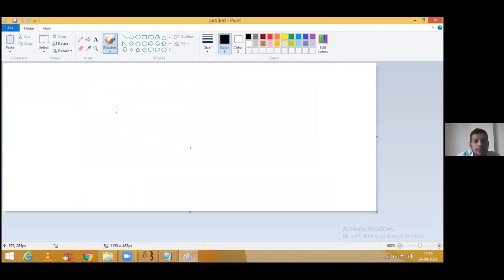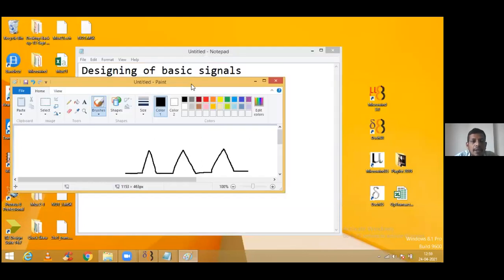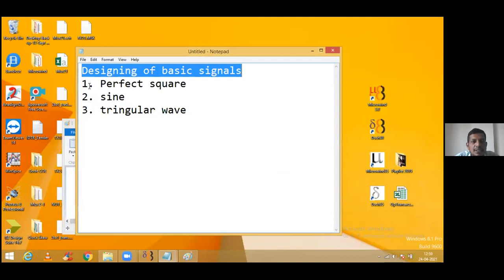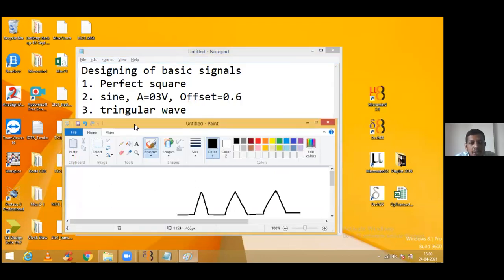Let's have a look at how your triangular should look, because this is important: the triangular option is not available with us, and I need that clocking later on. That's the reason I'm explaining this one. It will take maximum one minute. Are you getting the point? You need to design the basic signals: a perfect square, which everybody is familiar with, and a sine wave with certain values. You can put values like A equals 0.3 volt, then offset, likewise yesterday's one equals 0.6. And the triangular wave, what he is asking us, will look like this.